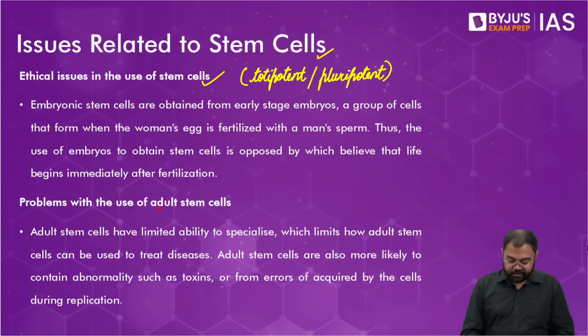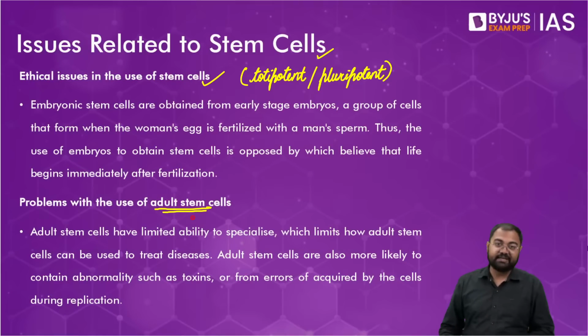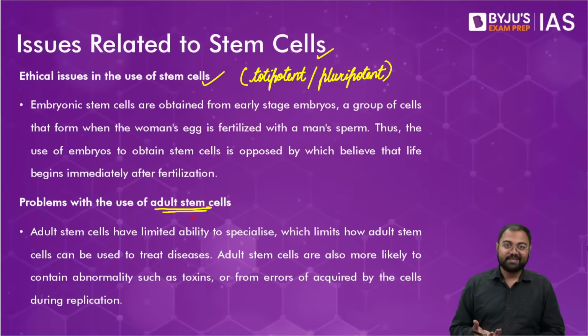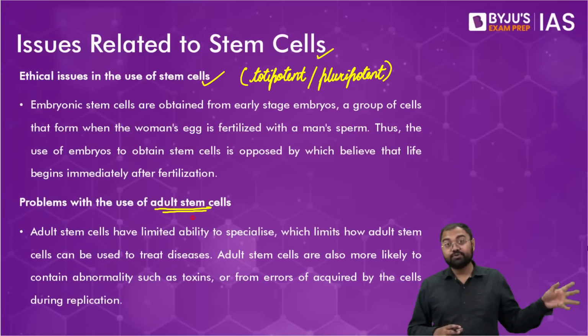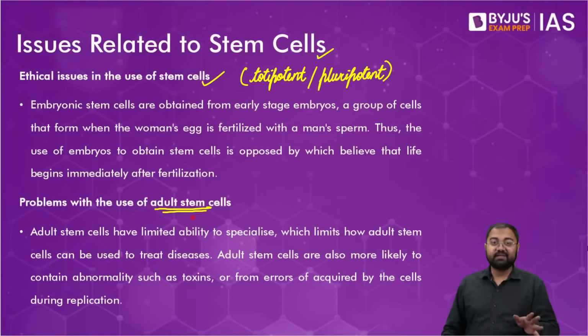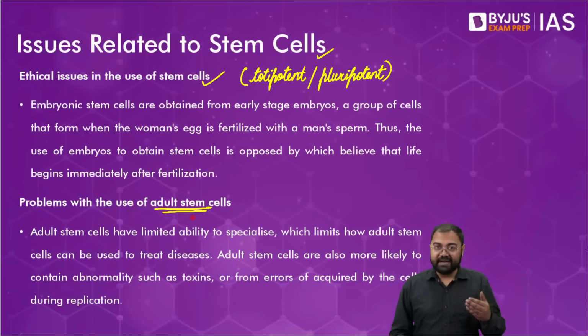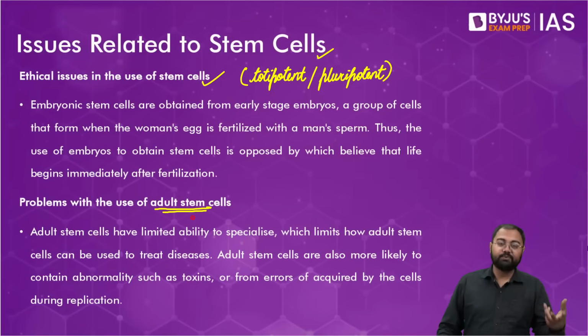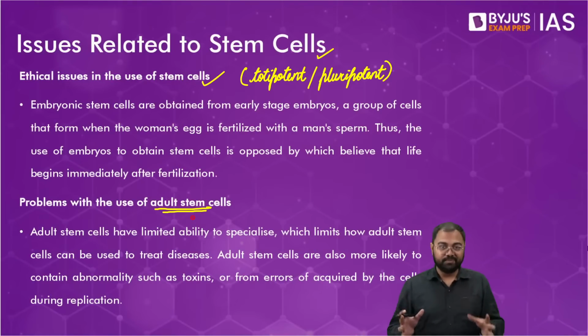The other side of the story is the use of adult stem cells, where we see that they have a limited ability to specialize. So, on one hand, we don't want to use pluripotent or totipotent cells, because there it needs work on embryos. On the other hand, we know that adult stem cells are not as useful as the pluripotent or the totipotent cells have been.